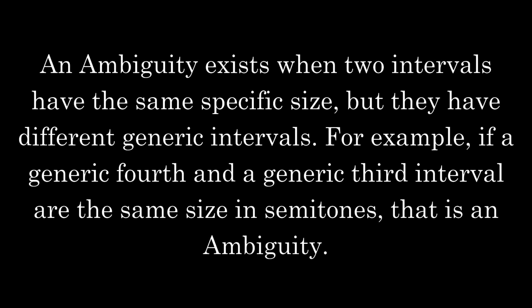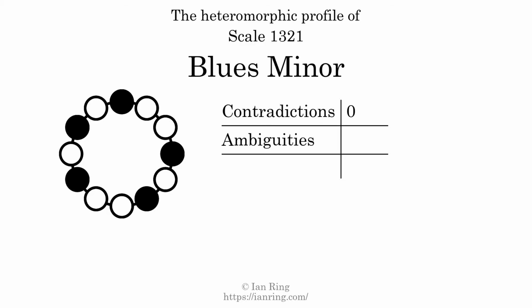An ambiguity exists when 2 intervals have the same specific size, but they have different generic intervals. For example, if a generic fourth and a generic third interval are the same size in semitones, that is an ambiguity. The number of ambiguities in this scale is 0.